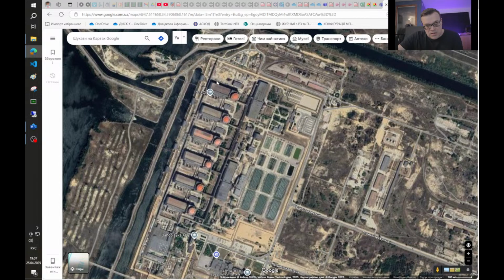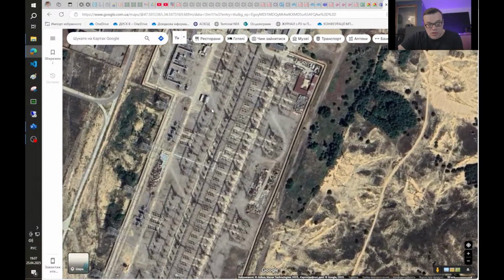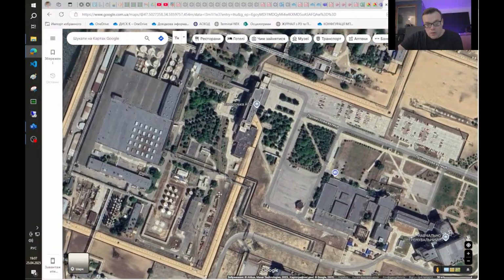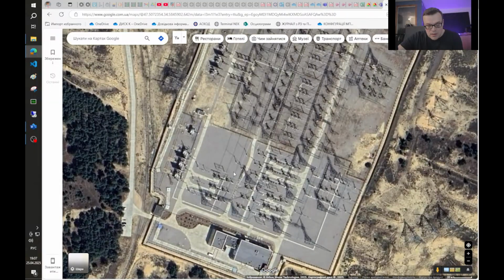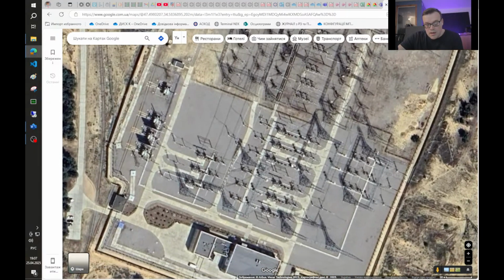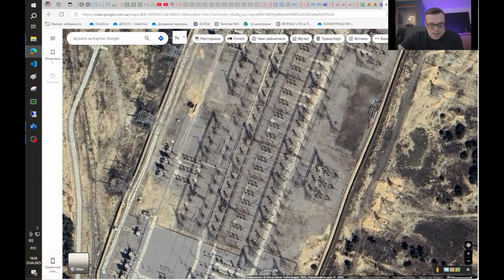So these are 6 reactors, each has power of about 1 gigawatt. This is a 750 kilovolt switch yard. All generators are connected to this switch yard. This is the newer circuit. You can also see a shunt reactor and a neutral reactor. But these are like old circuits, and here you can see only a shunt reactor.